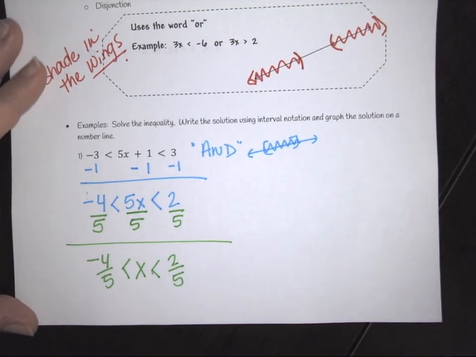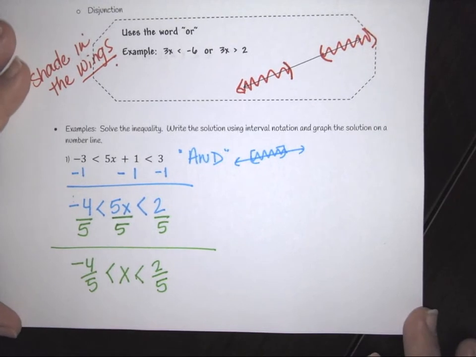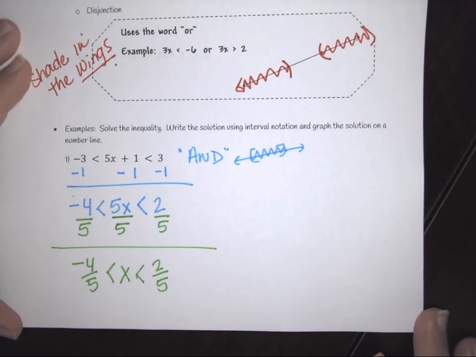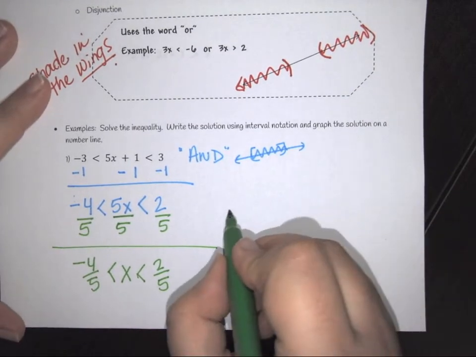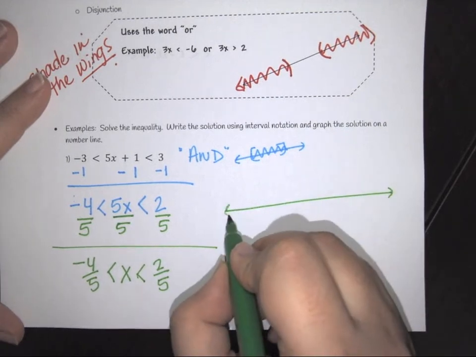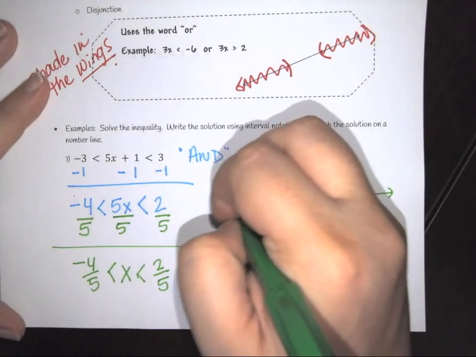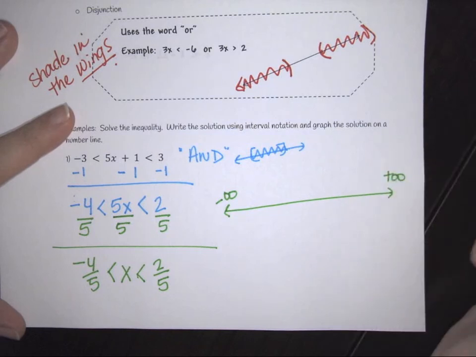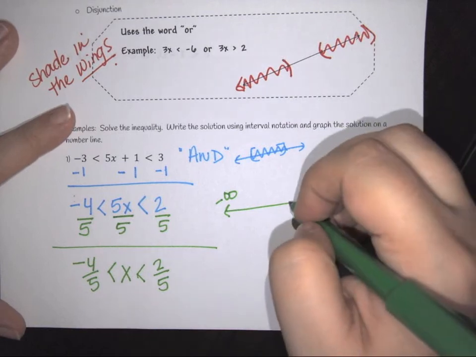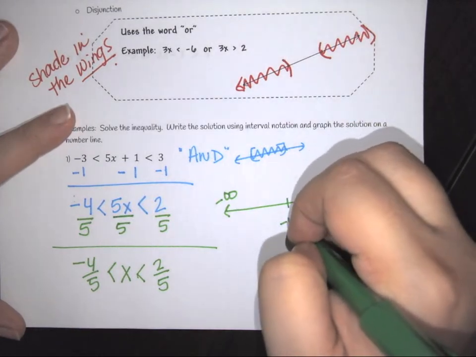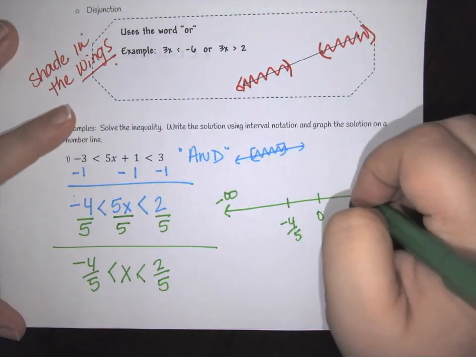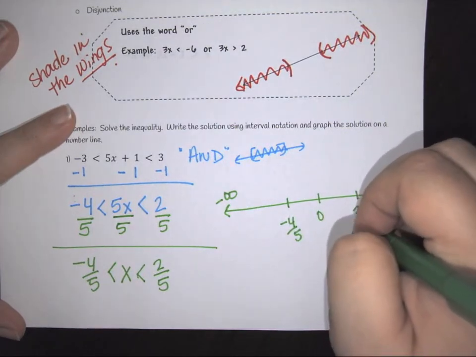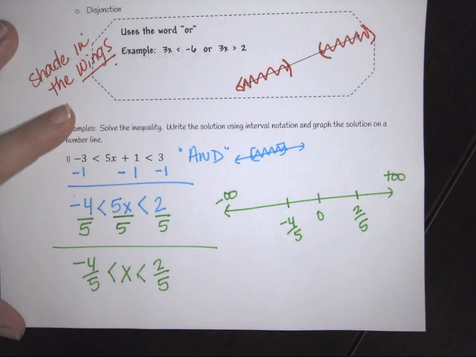So I have to be able to make my inequality graph and do my interval. So I'm going to go ahead and graph it. Remember, I'm going to put in my negative and my positive infinity, and then I'm going to input my 0. I have -4/5 on one side, so I'm going to put that in, so -4/5. And then I have a positive 2/5, so positive 2/5.